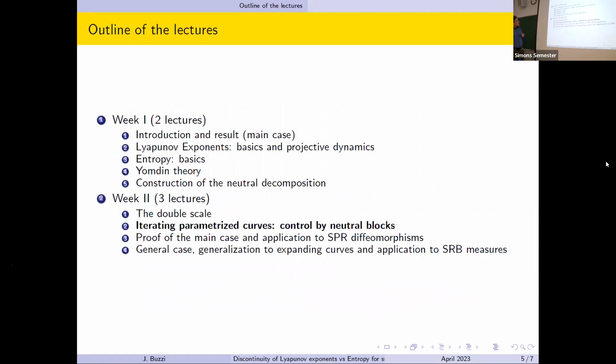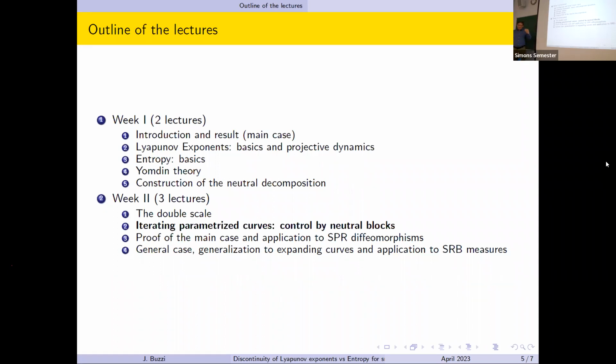So here is more or less the plan. Well, certainly I won't be able to stick to it in the details. So this first week, so today and Friday, I will review some facts about the Lyapunov exponent and entropy. Then, by just quoting definitions and theorems, I will explain Yomdin theory, which we need mainly for curves.